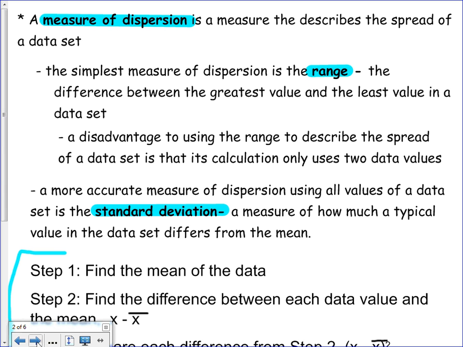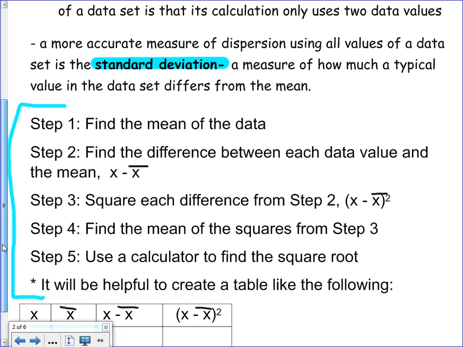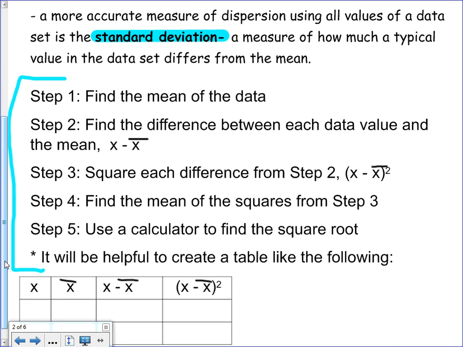A disadvantage to using the range to describe the spread of a data set is that you're only using two of the data values, the highest value and the lowest value. So a more accurate measure of dispersion that uses all of the values of a data set is called the standard deviation. That's a measure of how much a typical value in the data set differs from the mean. There are quite a few steps to finding the standard deviation of a data set.